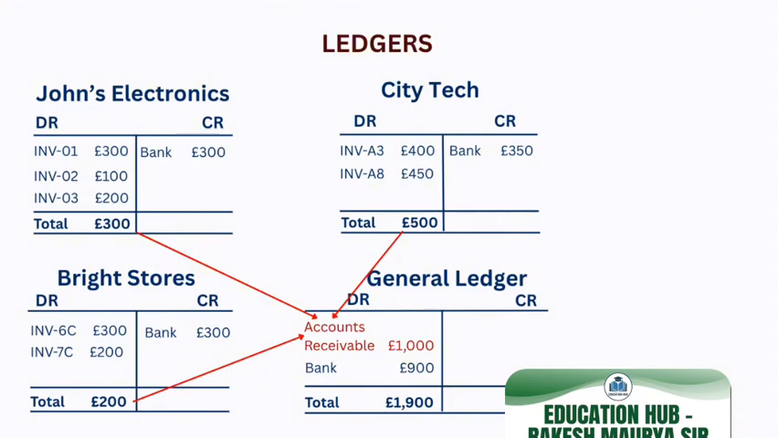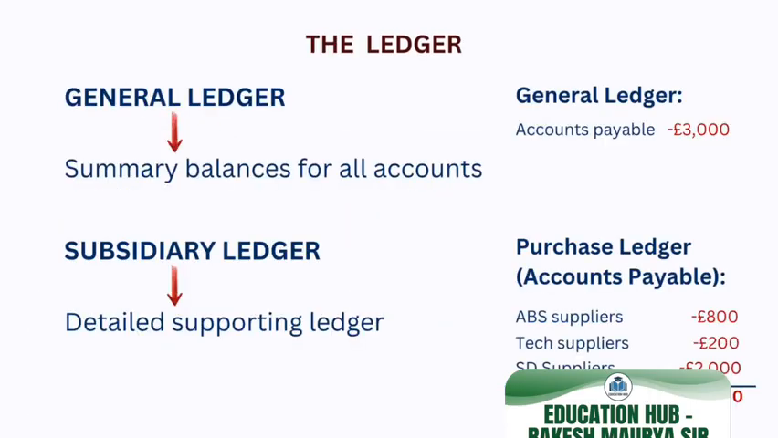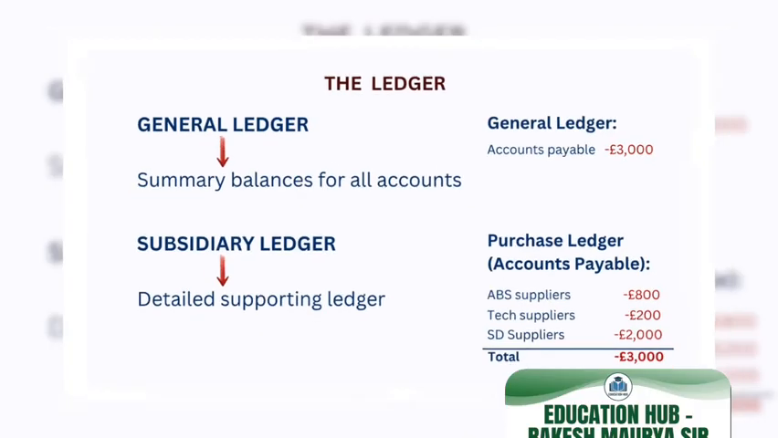The same idea applies to suppliers. The accounts payable account in the general ledger shows the total amount owed to suppliers. But the purchase ledger shows how much is owed to each individual supplier.